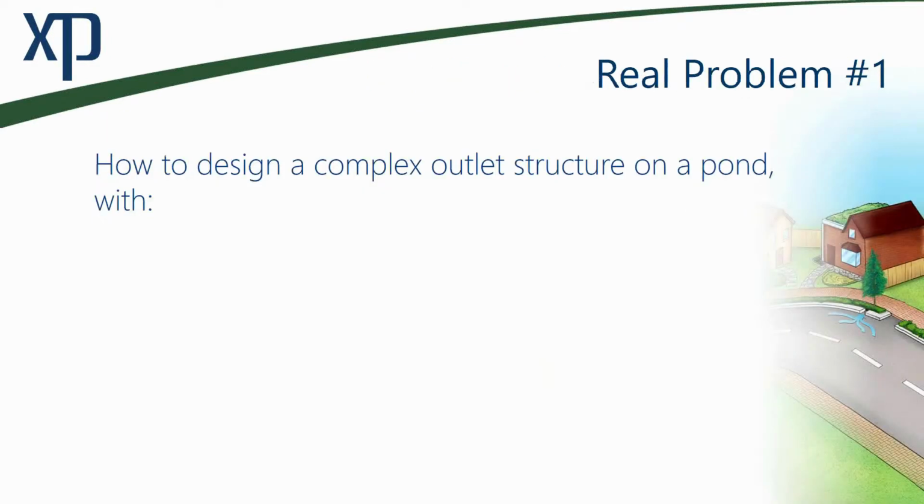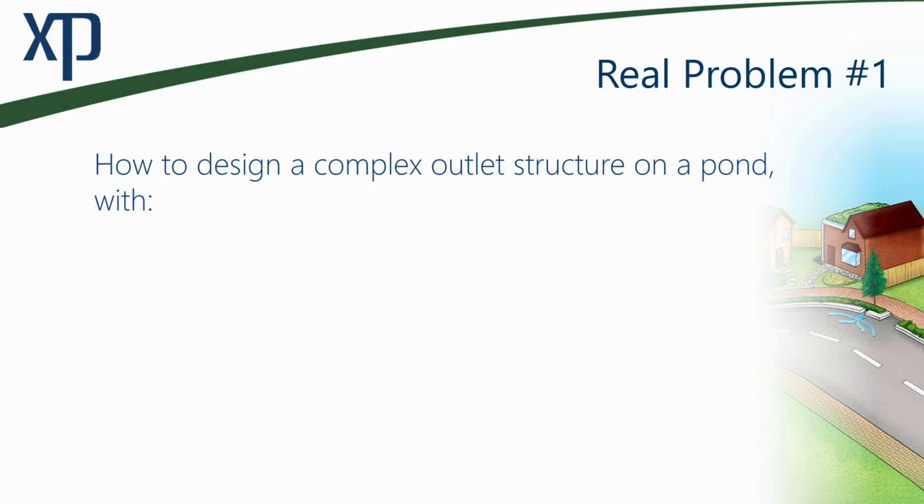So the first real problem that I personally spoke with a user about is something pretty common, and it's the first one I bring up: how to design a complex outlet structure on a pond. I'm physically in Portland, Oregon, though I've traveled all around the U.S. talking with engineers. It's pretty common to have just a riser pipe sticking up in the air, right? So you might have a single outlet, but with multiple orifices down the side of it, say, to control different rainfall events.